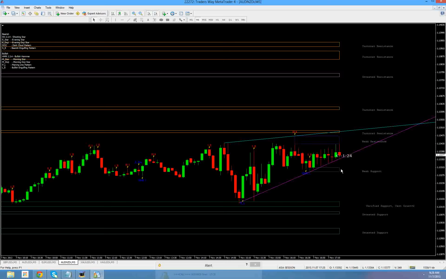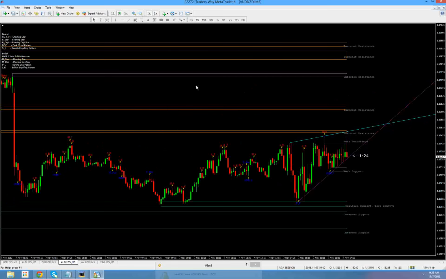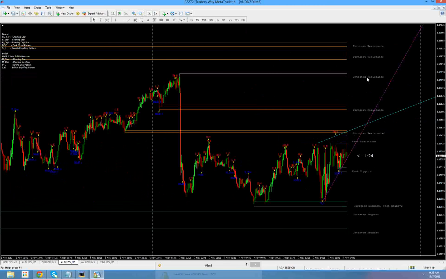Does it work all the time? No. Does it work most of the time? Yes. Okay, so let's zoom out a little bit more so that you can understand how the indicator works. I'm going to zoom out quite a bit here. But if you look, it goes back and does the whole thing. So we have untested resistance. Basically, price went up there, dropped, and it's never gone back, so it's untested.